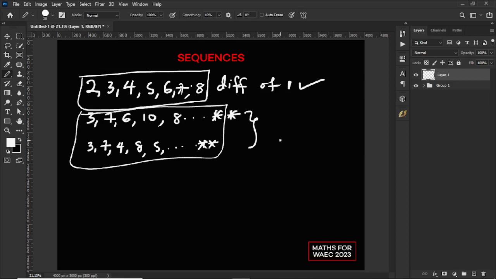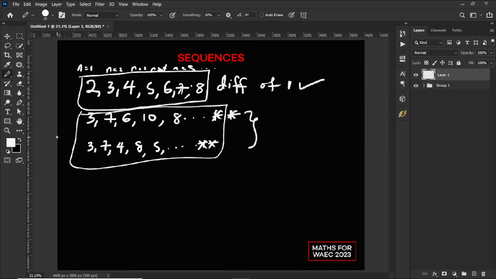So when you say something is a sequence, it means that thing has a well-defined rule. If you establish the rule, let's take for instance this particular one. Let's say this is the first number here. This is n equal 1. This is n equal 2. This is n equal 3. This is n equal 4. And this is n equal 5, and so on like that.